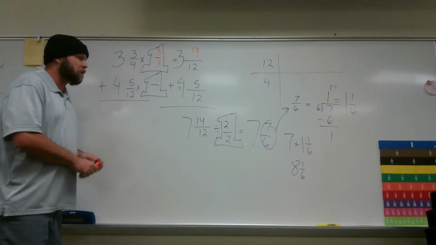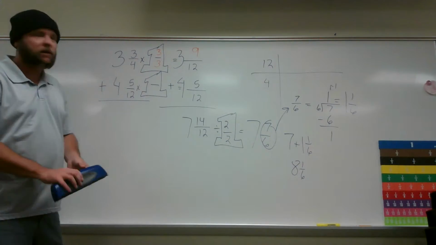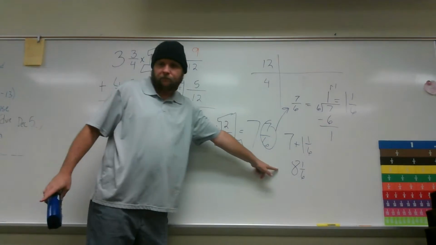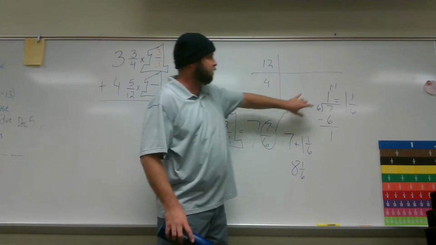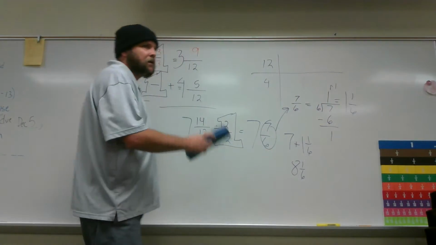Oh yeah, it requires a lot of steps, but it's not any more difficult, really. So 7 and 1 sixth? It's 8 and 1 sixth. Because you have this whole 7, and then this part right here equals 1 and 1 sixth. So you're adding it there.